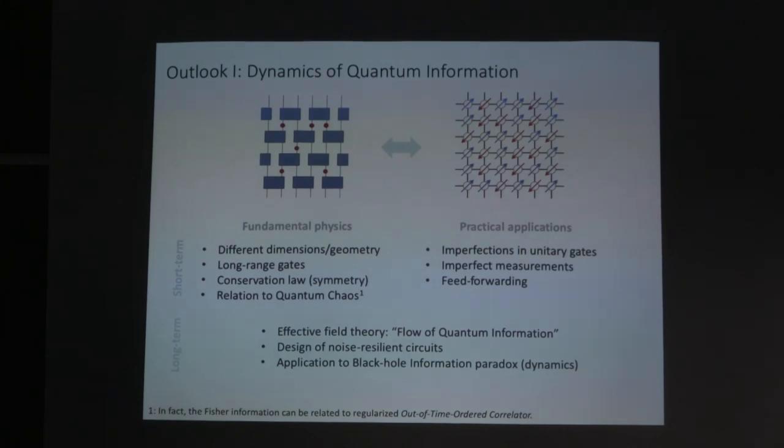In the long term, I would like to understand the flow of quantum information in terms of effective field theory descriptions, or design a noise resilient circuit based on the ferromagnetic phase transition and the known results, and apply this technique to the black hole information paradox. But rather than studying the steady state, I would like to study the dynamical behavior where scrambling and measurement are competing with one another.